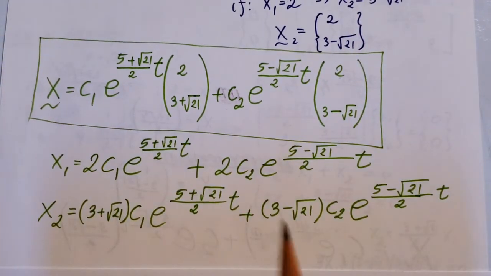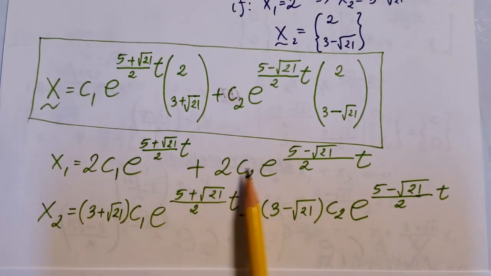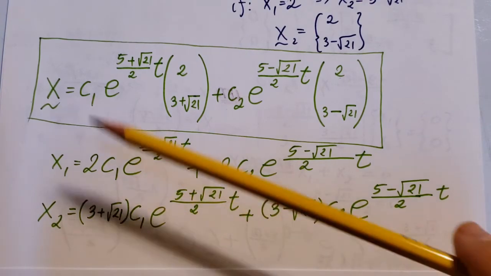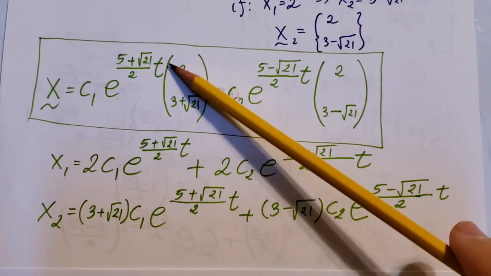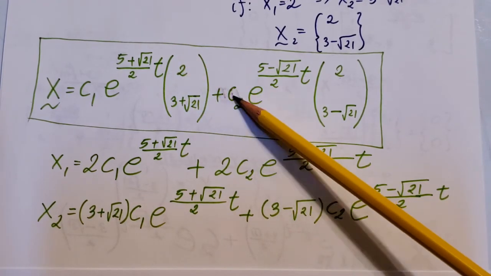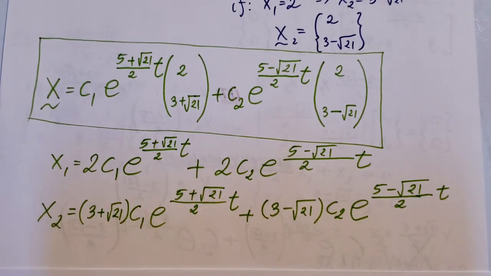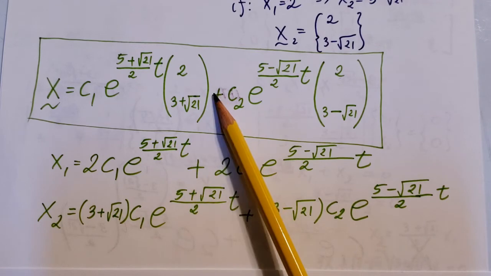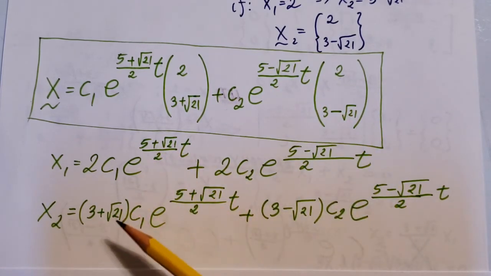Now sometimes we could be asked to write it up individually. x1 would be this, x2 would be this right here. For x1, we would take this, and only the top. Again, this, and only the top. For x2, you would take this with the bottom, plus this and the bottom again. That's how you would write them out separately.